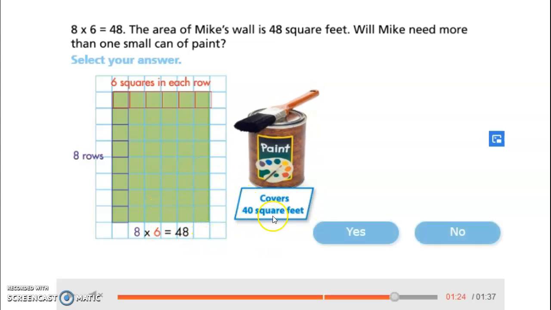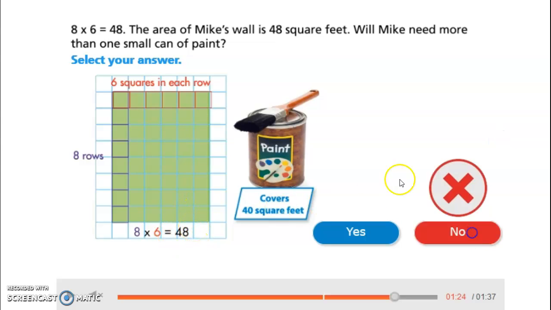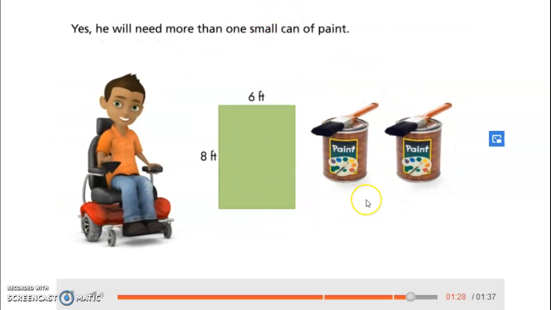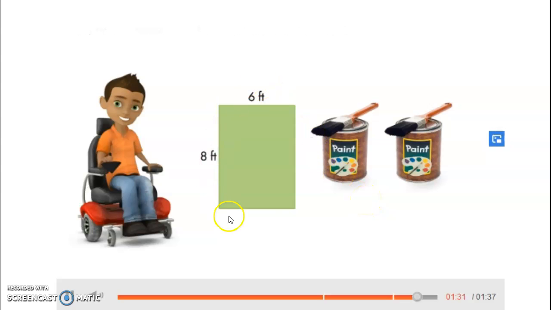So if we have 40 square feet we can cover, is that enough to cover 48? No, not enough. My question: will Mike need more paint? He will need more paint. How much paint will he need? He will probably need 2 buckets to cover one full wall because he'll have to cover 48 square feet.